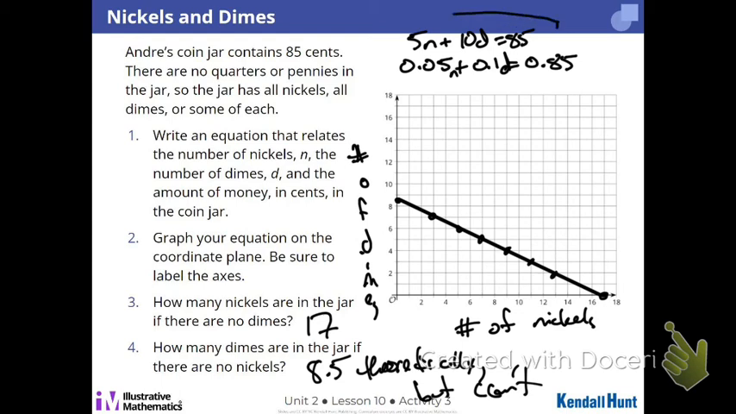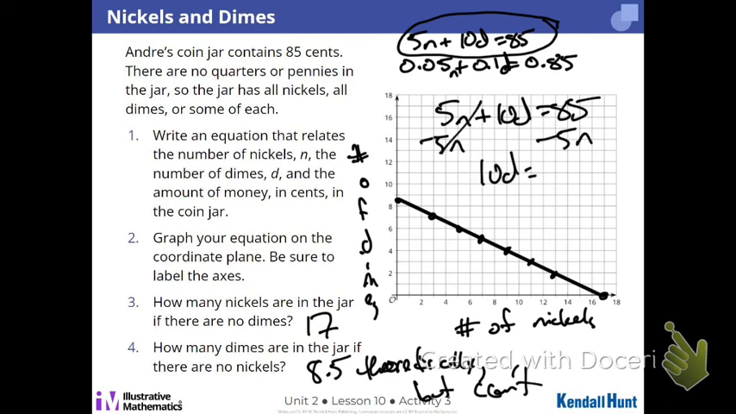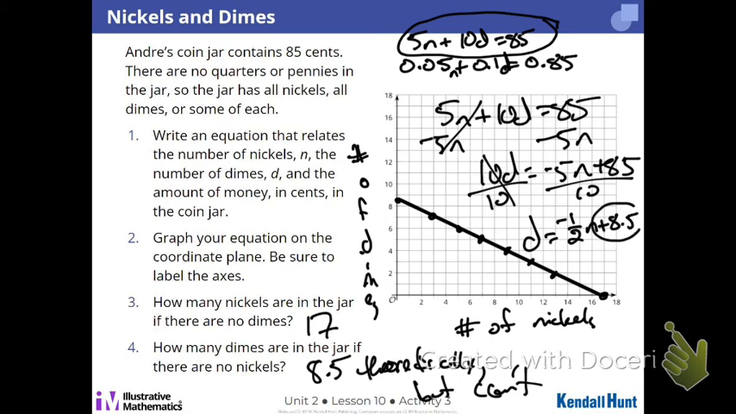This isn't on there, but I want to look at this. What form is this? Standard or slope-intercept? Yeah, standard. So we can get standard to be slope-intercept every time. So number of dimes is my y, so I'm going to subtract 5n. 10d equals negative 5n plus 85. This is from our warm-up today. So the number of dimes is equal to negative 1/2 for each nickel, plus 8.5. Well, here's that theoretical 8.5 starting point.